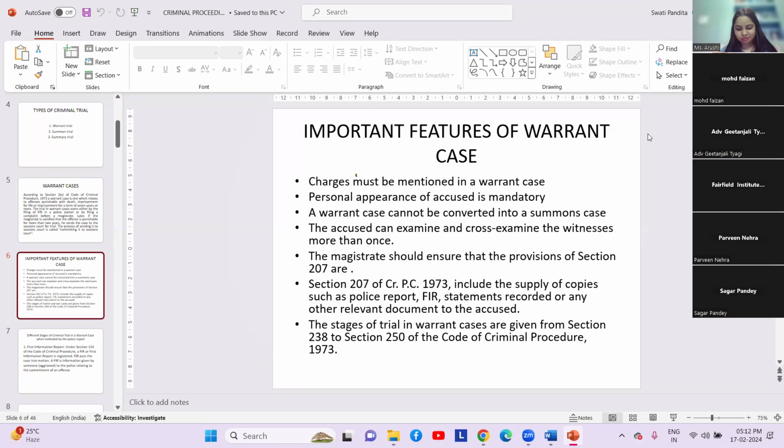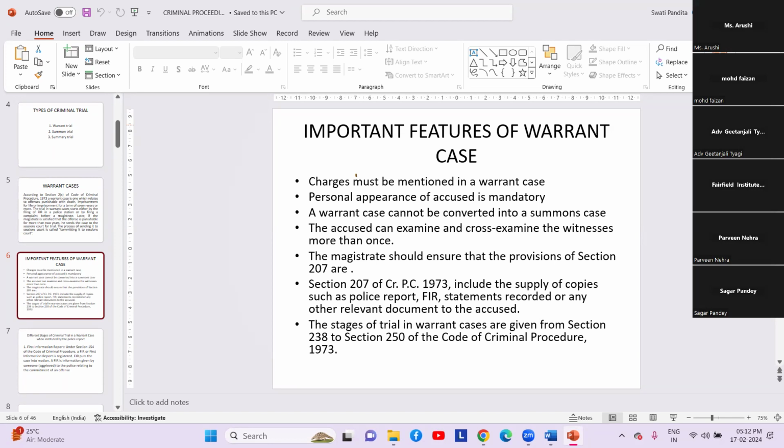Now coming forward, personal appearance of the accused is mandatory. In private proceedings, I mean civil proceedings, the appearance of both parties is not mandatory every time. Their lawyers go to the court and conduct all the process, but in criminal proceedings, the personal appearance of the accused is mandatory.